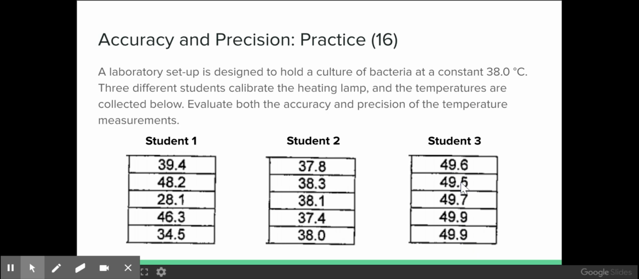The precision of this third student is the highest of any of these groups. However, it seems as though that thermometer was probably calibrated incorrectly. There seems to be something that is skewing the data towards 49 degrees. So that is probably the result of a systematic error.